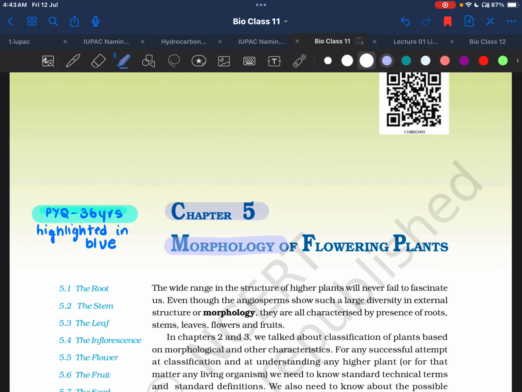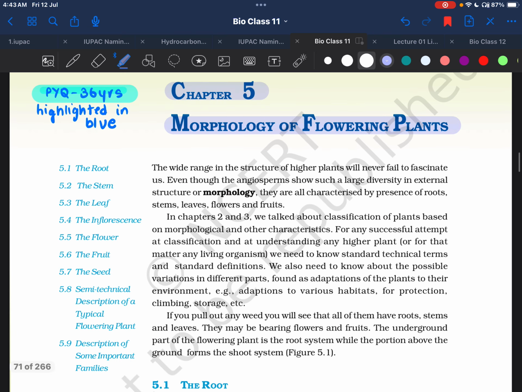Chapter 5: Morphology of Flowering Plants. The variety in the structure of higher plants will never fail to fascinate us, even though the angiosperms show such a large diversity in external structure or morphology. They are all characterized by the presence of roots, stems, leaves, flowers, and fruits.